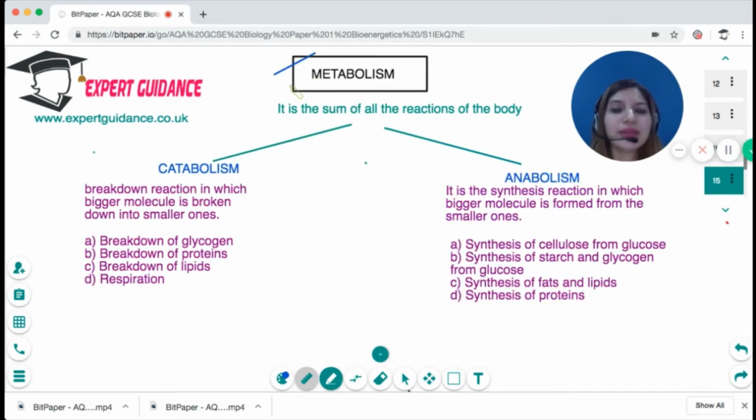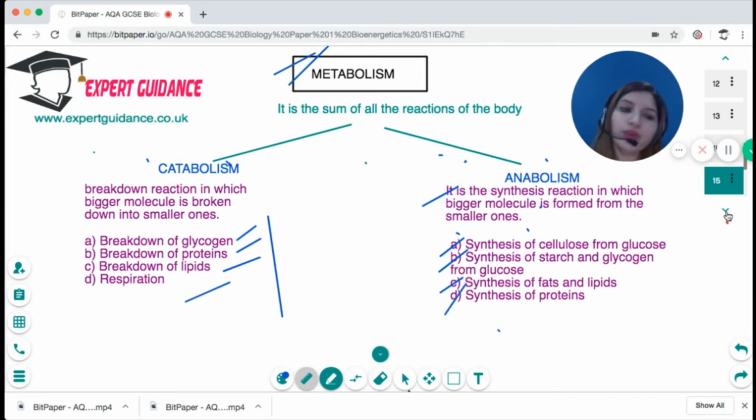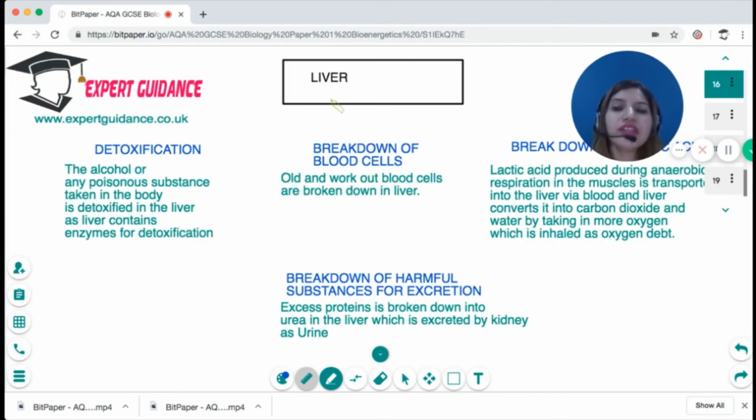Now, what is metabolism? Metabolism is the sum of all the reactions of the body, and we can categorize metabolism into two categories. Catabolism is the breakdown reactions of the body, such as breakdown of glycogen, proteins, lipids, and respiration. Anabolism is the synthesis reaction in which a bigger molecule is formed from smaller ones, which is the synthesis of cellulose, starch and glycogen, synthesis of fats and oil, synthesis of proteins. Okay. Now, the last thing we need to do, liver.